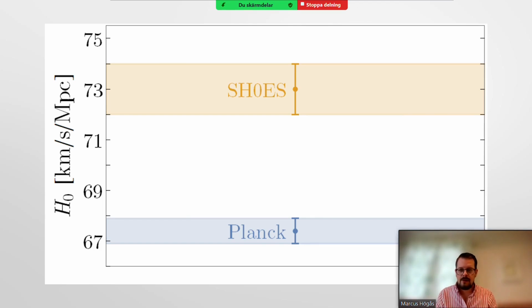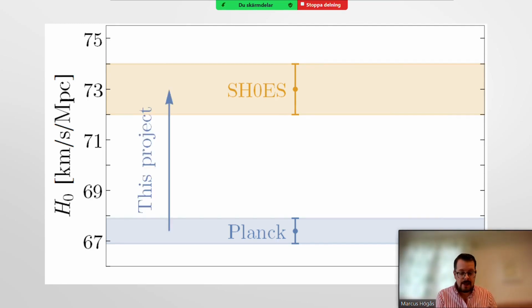And the first reaction to such a discrepancy is, of course, to suspect systematic errors. But people have been working very hard on this for several years now without being able to alleviate the tension, at least not so far. So an alternative way to try and resolve the tension is to look for alternative expansion histories of the universe, because the Planck estimate for the Hubble constant here actually relies on the expansion history being an ordinary lambda CDM model.